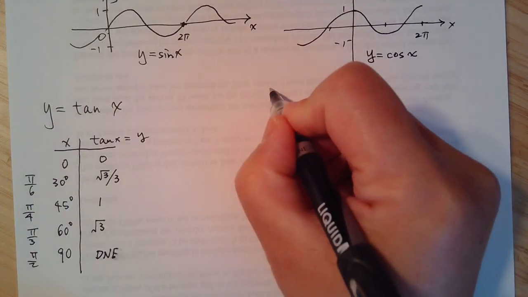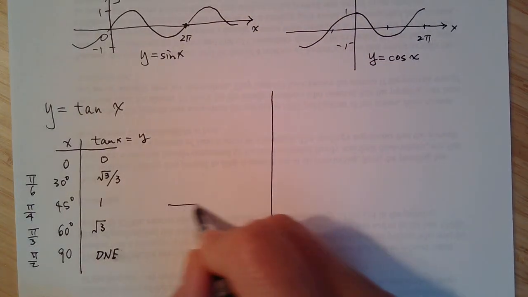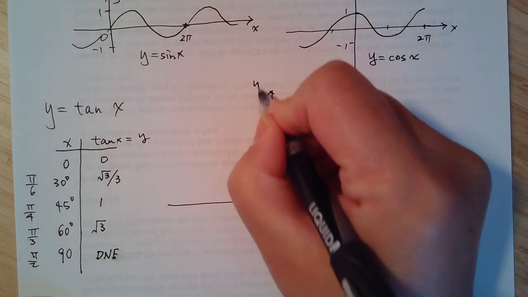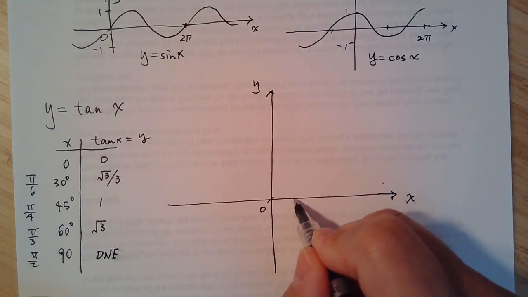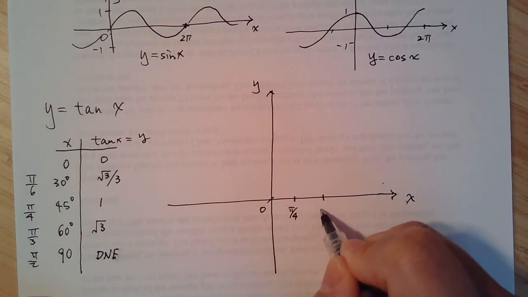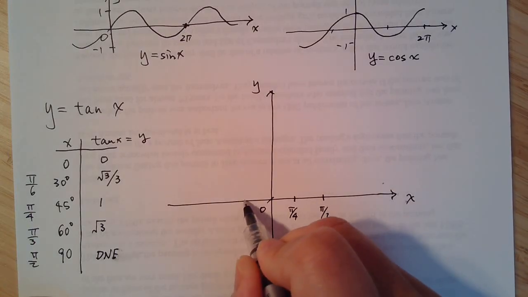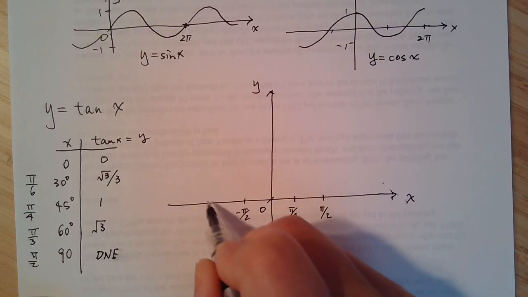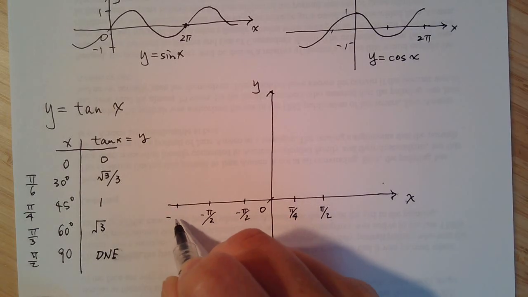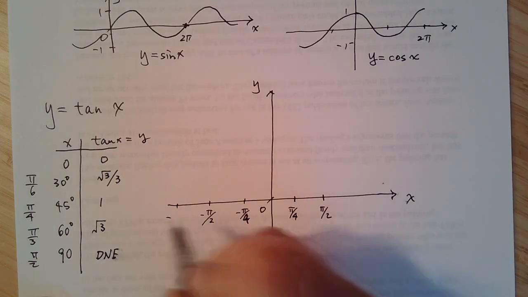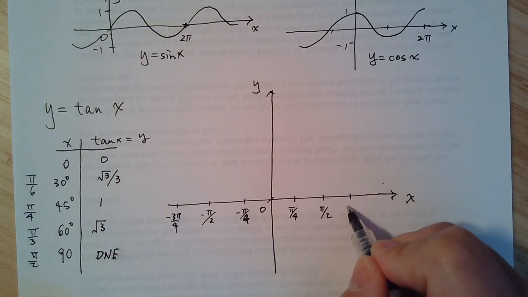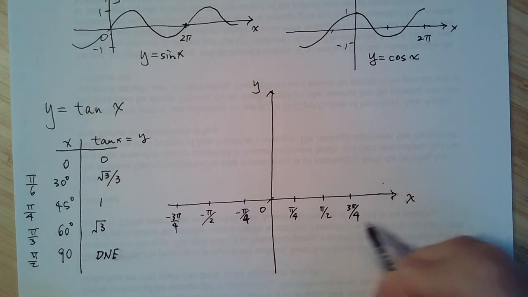So the graph looks like this. This is x, this is y, and here's a 0, and this is pi over 4, this is pi over 2, here negative pi over 4, and here's negative pi over 2, and here's negative 3 pi over 4, and here will be 3 pi over 4, and so on.